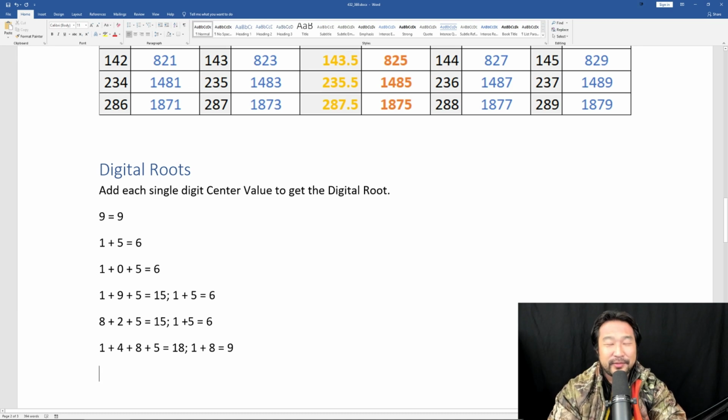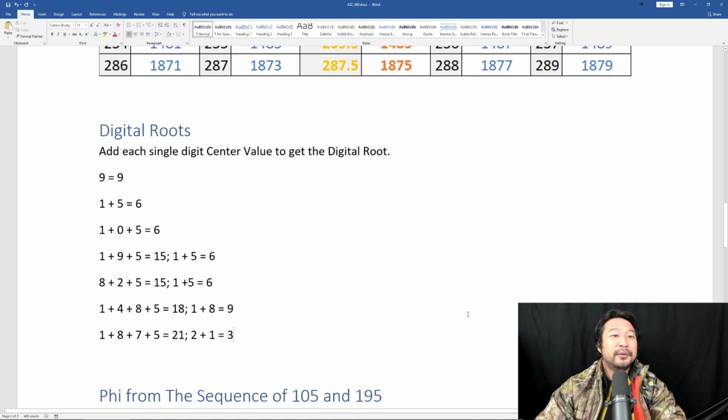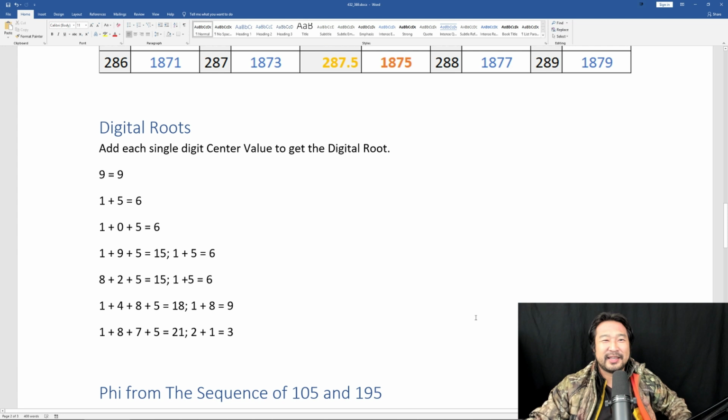Well, where's the 3? Well, here we go. 1 plus 8 plus 7 plus 5 equals, no, that's 21. And then 2 plus 1 equals 3. Look at that. Only 3s and 6s and 9s. Do we have the keys to the universe yet?